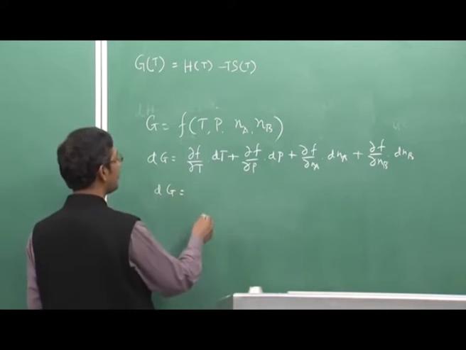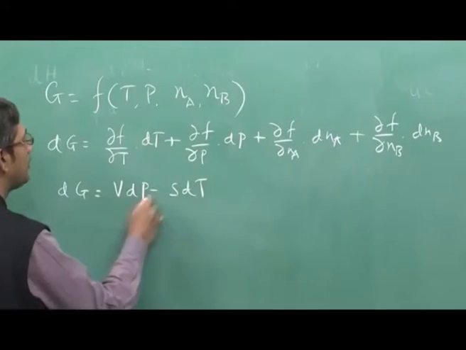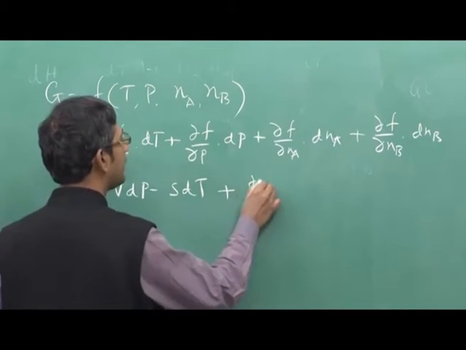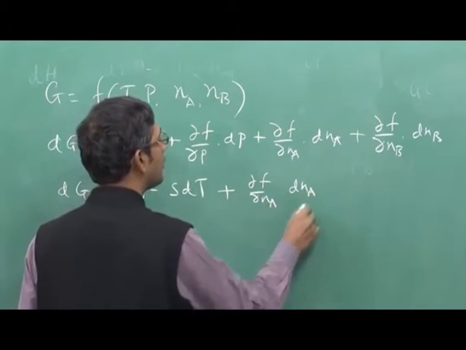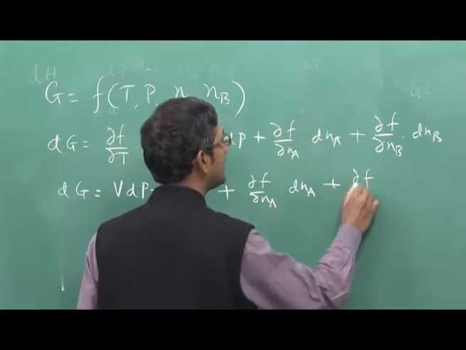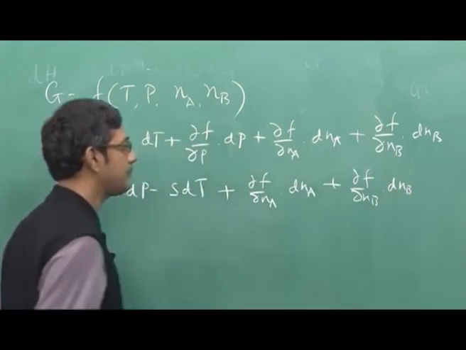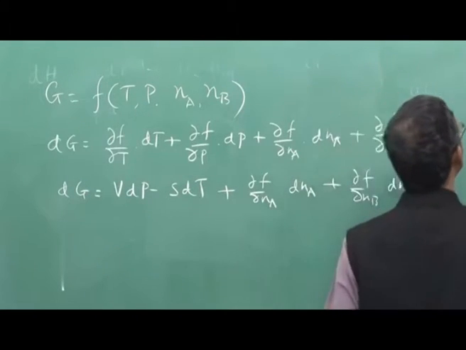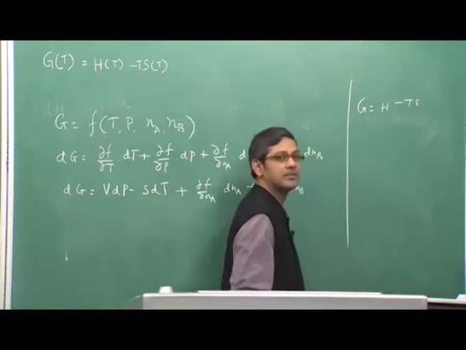And you know that this can be written like this. I will derive it and show you how it is possible. As a function of temperature and pressure, this is equal to V dP minus S dT. I will just show you right now, and let me keep the composition variables as they are. I will not change that right now. So how do I get this? That is very simple. Let us write down here G is equal to H minus TS.